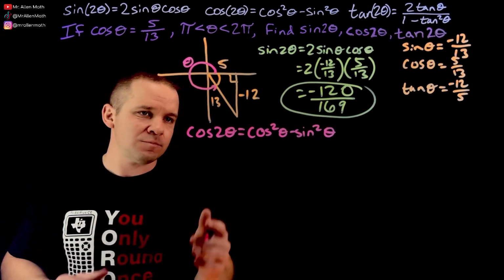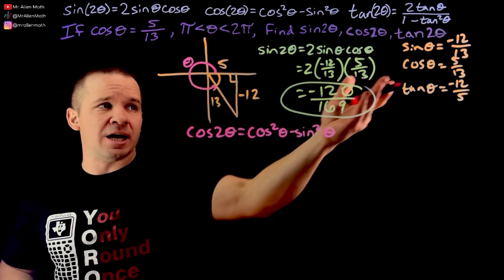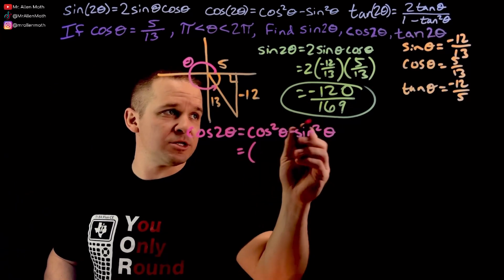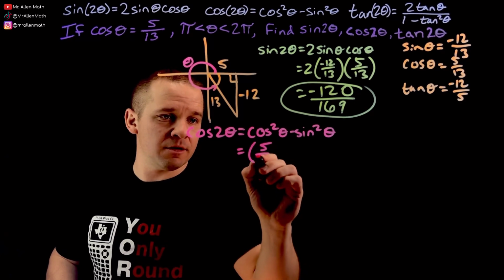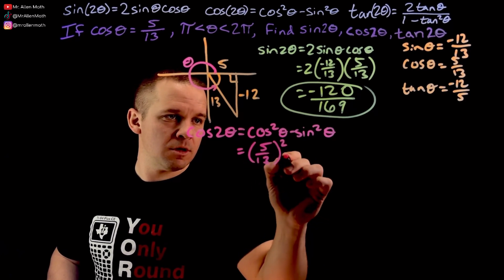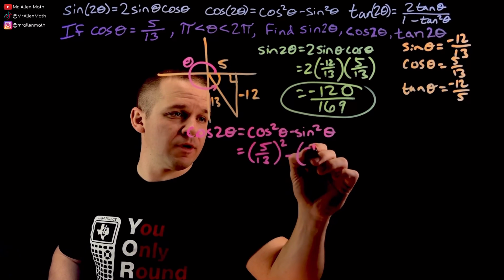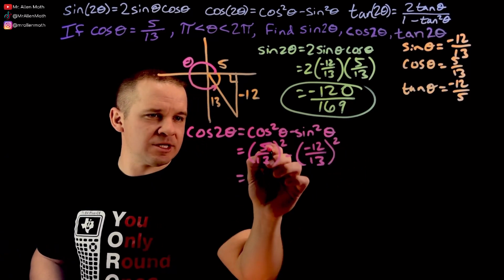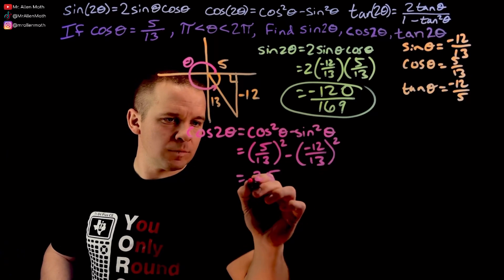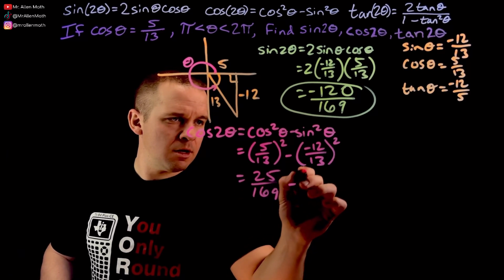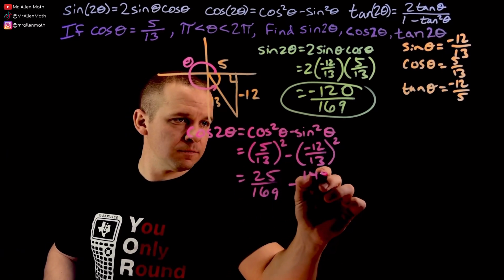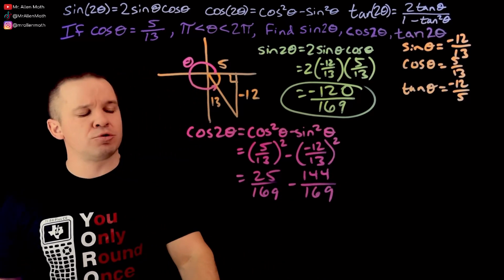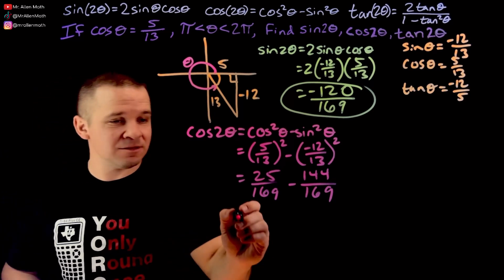All right. So let's plug in. Cosine is 5 over 13. Sine is negative 12 over 13. They're going to get squared. So we got 5 over 13, then we get negative 12 over 13 squared. So that's going to be 25 over 169. We got 144 over 169. There we go. We got to subtract. That's negative 119.